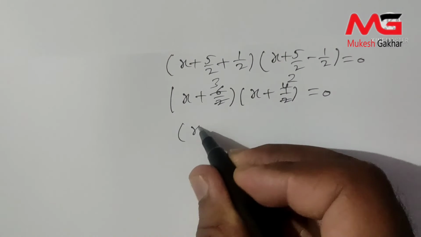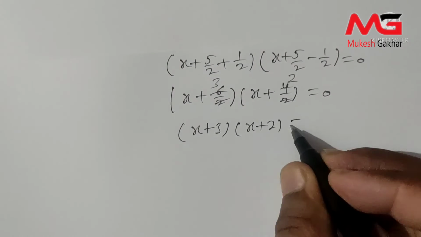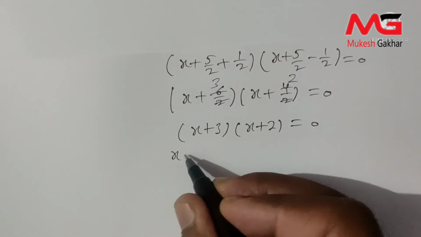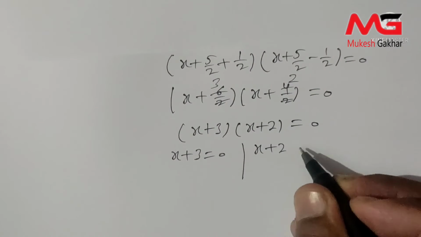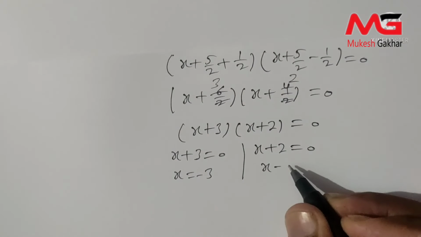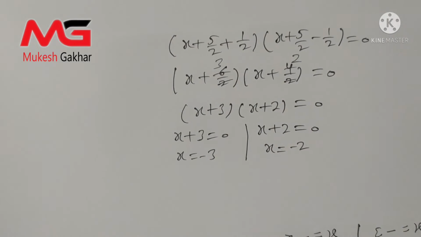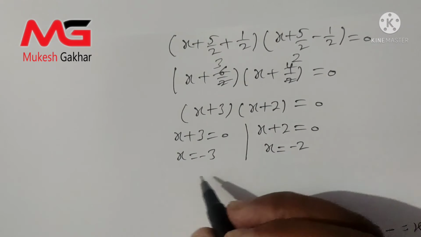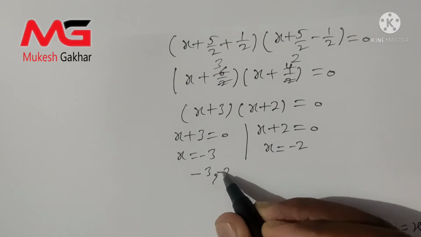So (x + 3) into (x + 2) is equal to 0. You can find x plus 3 is equal to 0, x plus 2 is equal to 0. From here you can find x is equal to minus 3, x is equal to minus 2. So the roots of the quadratic equation are minus 3 comma minus 2.